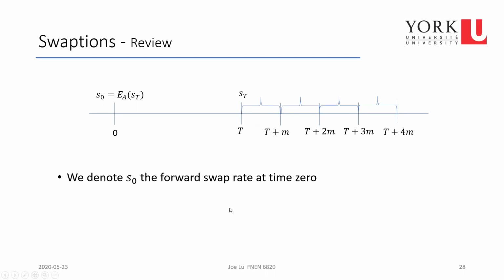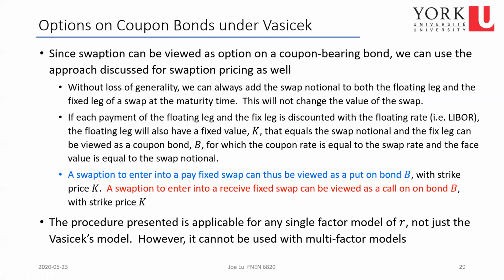Now, how are we going to price a swaption and reach a closed form? Well, in this case, to not just price it but to get a closed form solution for a swaption, we can view a swaption as an option on coupon bearing bonds. How are we going to do that? You can basically turn swaps into coupon bonds.